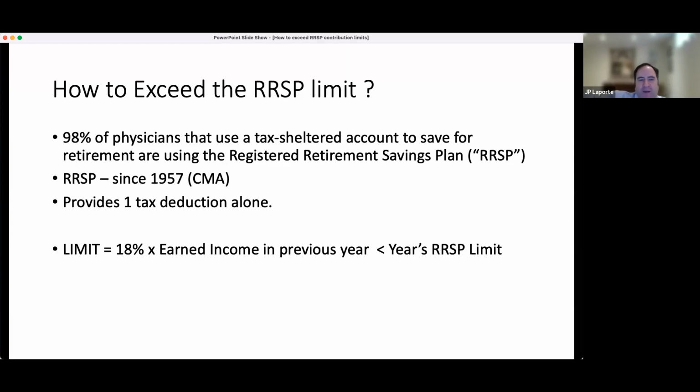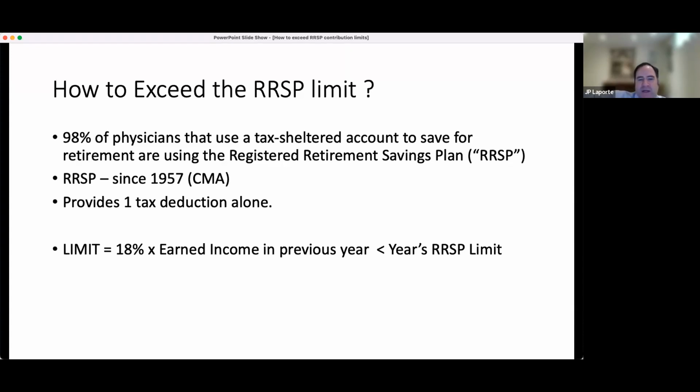Now, the problem with the RRSP, and the reason why we're having this session today, is that it only provides one tax deduction, one contribution amount that you can make on an annual basis. It has a limit, and that limit is calculated by using a formula that says you multiply 18% of your earned income in the previous year, and then you look to the year's RRSP limit, and the lesser of those two is what you're allowed to contribute to your RRSP.